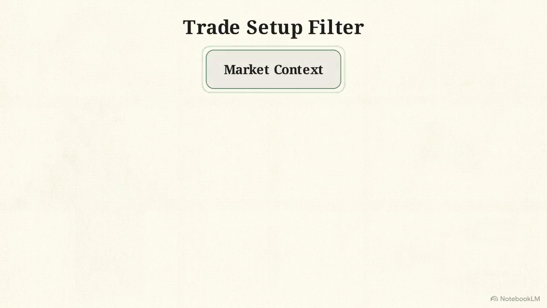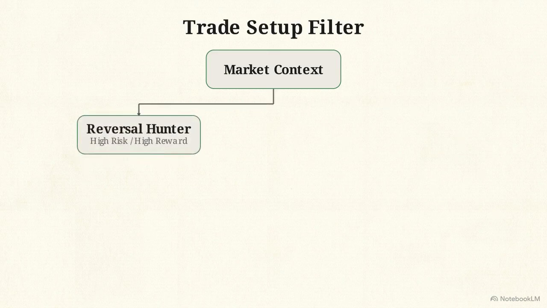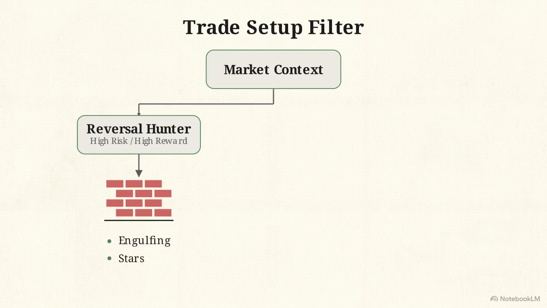The first filter for any trade is establishing the exact market context before you even look at a candlestick shape. If you have a high risk tolerance and want to catch the exact start of a move, you follow the path of the reversal hunter. Your mandate is that setups are only viable at extreme historical areas of support or resistance.